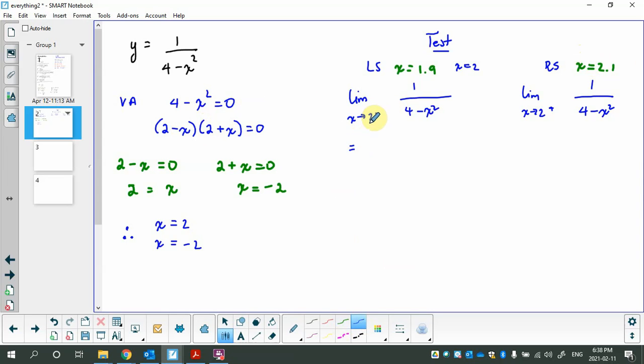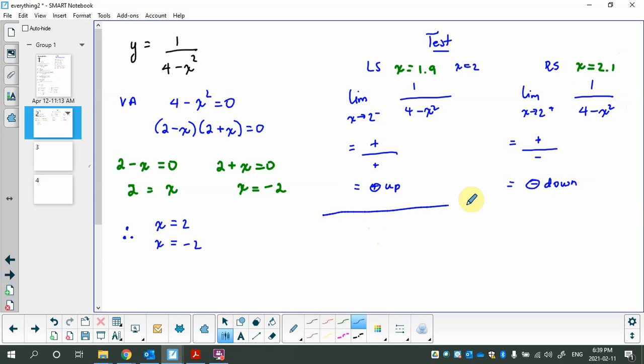So if I put 1.9 in there, it's positive, because it's a 1. And if I put 1.9 in here, that's 4 minus something that is less than 4, which is positive. So I end up with positive, which is up. Next one, 1 is positive, regardless of what I put in. 4 minus something that is bigger than 4, because this is bigger than 2, is a negative. So this one does alternate.